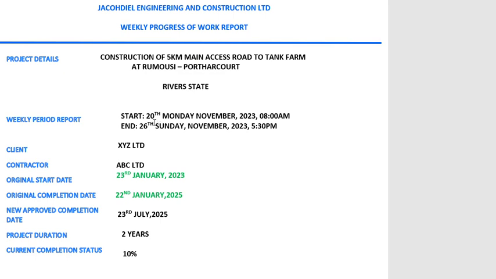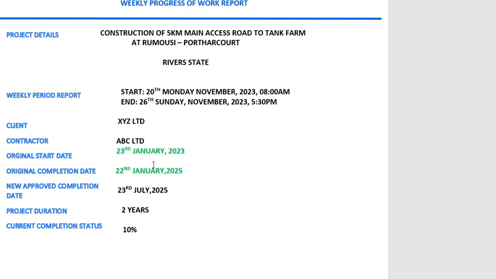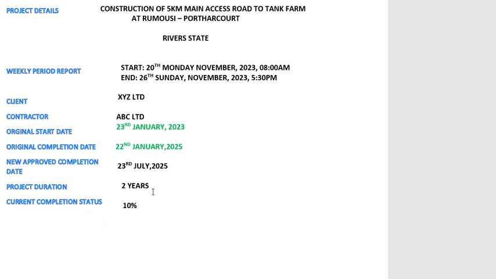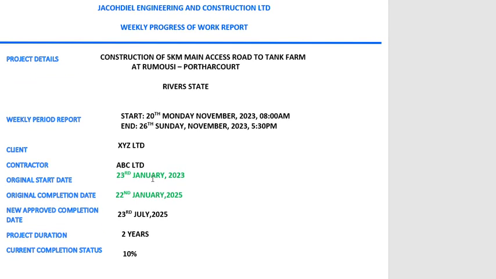You report weekly. Then you state the name of the client, the name of the contractor, the original date the project starts, the original completion date, and if there is a new approved completion date, you state it, the project duration, and the current completion status. This is the first page. This is the title page.